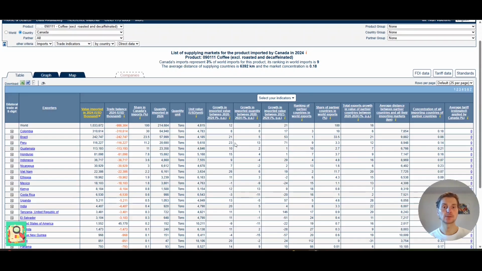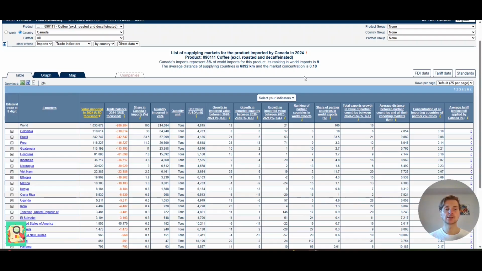Brazil, for instance, we see that we are paying 21% more for coffee between 2020 and 2024. Looking at Indonesia, we see that we're paying 9% more for coffee between 2020 and 2024. However, we've actually reduced the quantity of imports of coffee from Indonesia. So again, we're importing less coffee, however we're paying 9% more in that period.